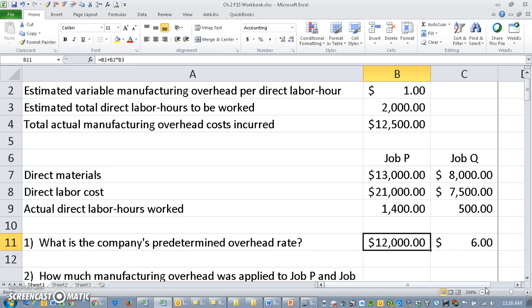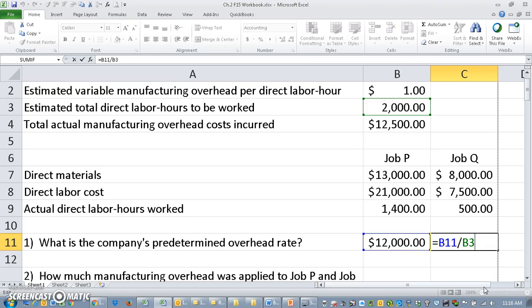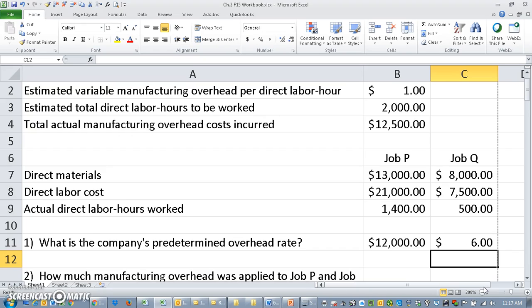And then if we divide that by the number of labor hours that are estimated to be worked, which is what this equation does, it takes our total of 12,000 and divides it by the 2,000 hours estimated to be worked. That gets us our predetermined overhead rate of $6 per hour.